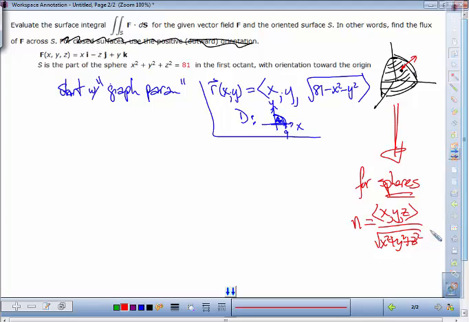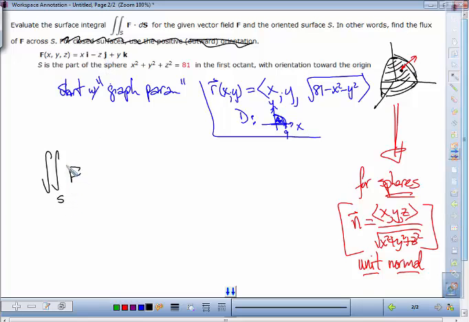So that's going to give us a neat little shortcut to our flux. Okay? So instead of going by our equation, I'm going to rewrite this flux integral as F dotted with n dS.